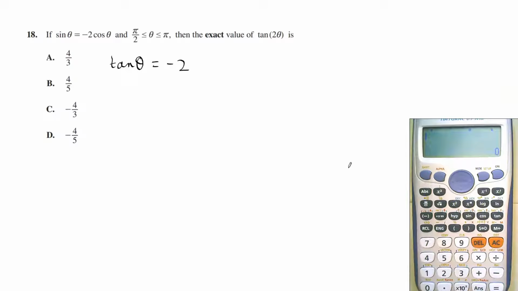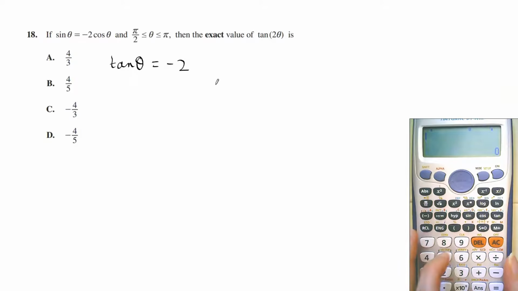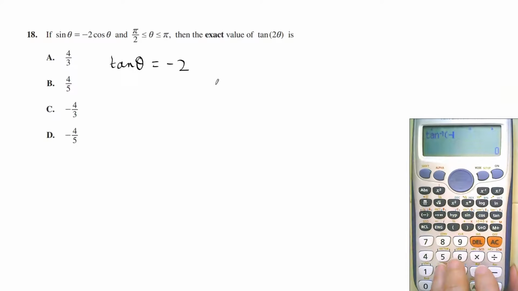What you could do instead is actually work out what theta is. So we've got tan theta equals negative 2. So to work out theta, we can do inverse tan of negative 2.